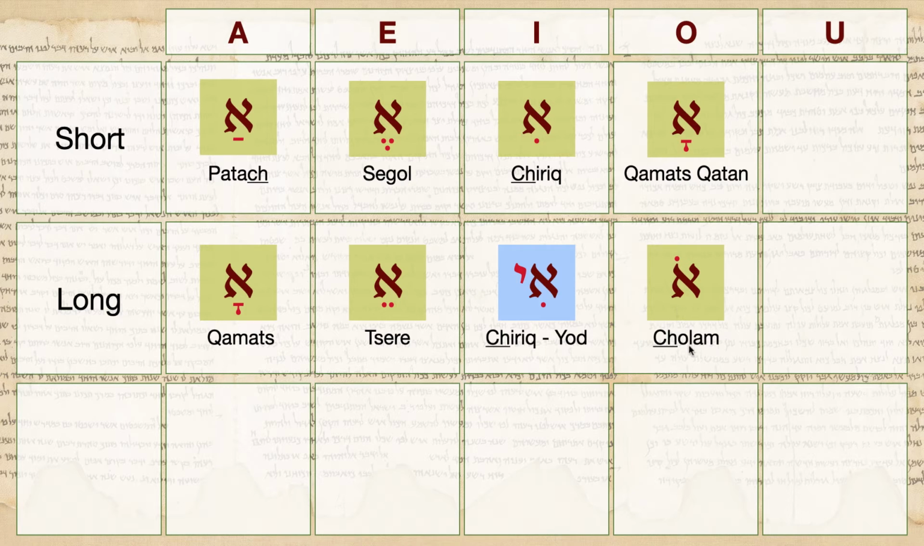A long o sound will be cholam. There is a dot on the top left of the letter, whatever letter we might use. So this would be o. It's a bit longer. O, and this is o.